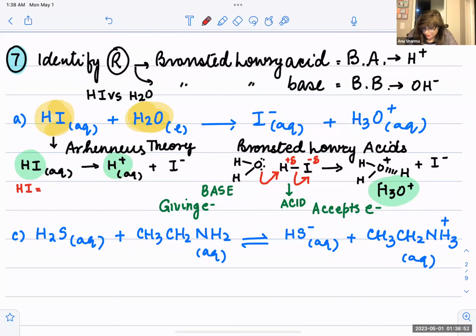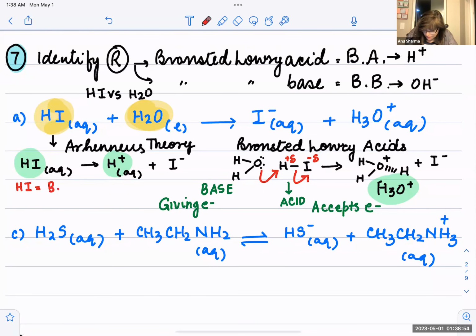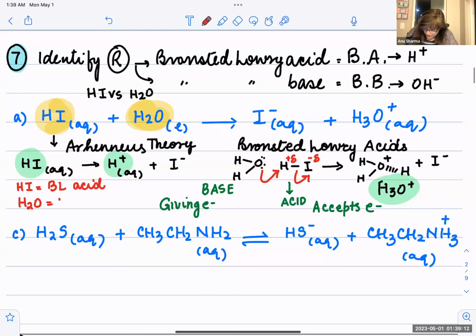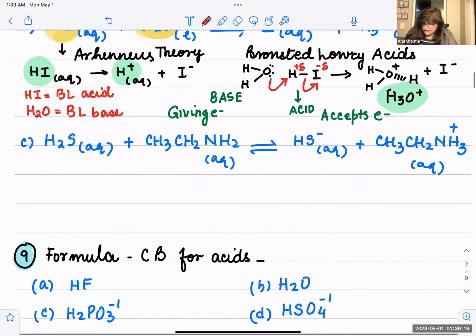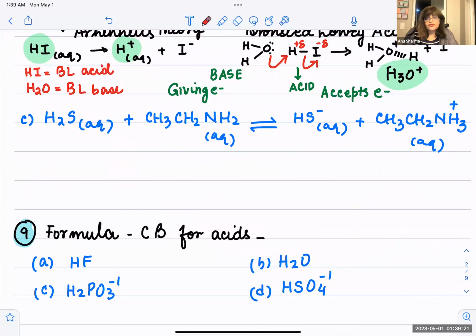is the Bronsted Lowry acid. Let me put this here, BL acid, and H2O. Although water is always neutral, H2O is acting as a Bronsted Lowry base. Okay. Next is the H2S versus CH3CH2NH2. What about that? So H2S.